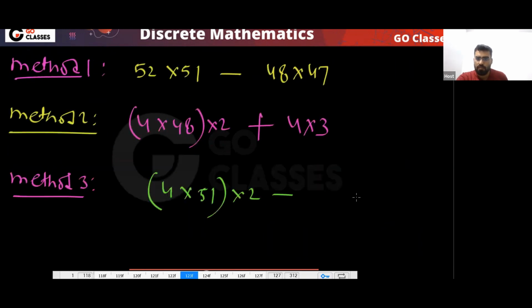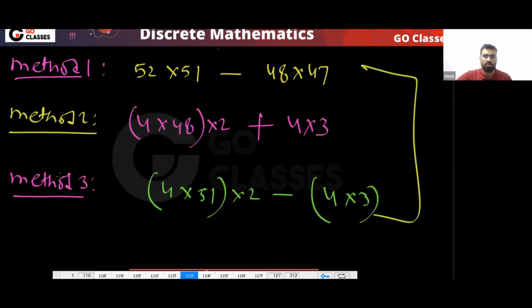Minus 4 into 3. Are they the same? Can you check? Please check whether they are the same or not. All these 3 answers, are they the same? Just calculate all of them.